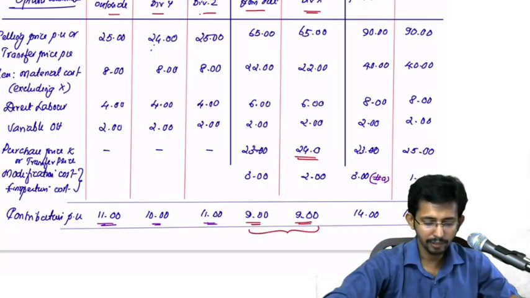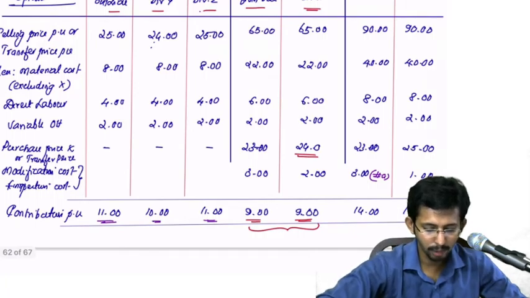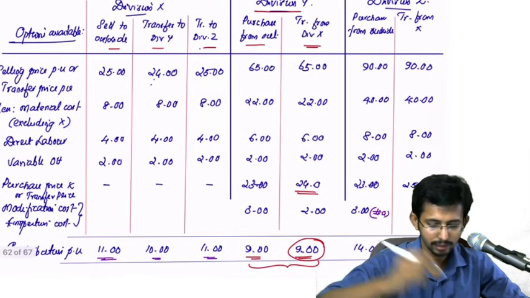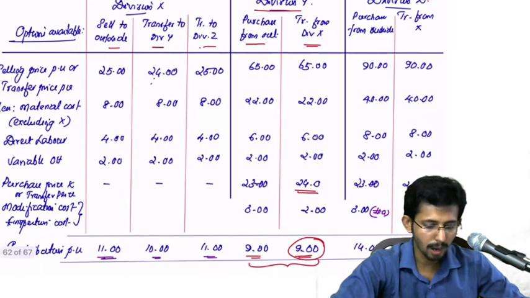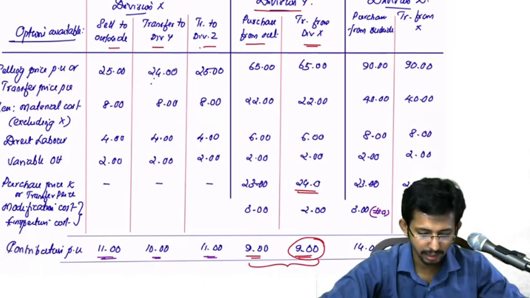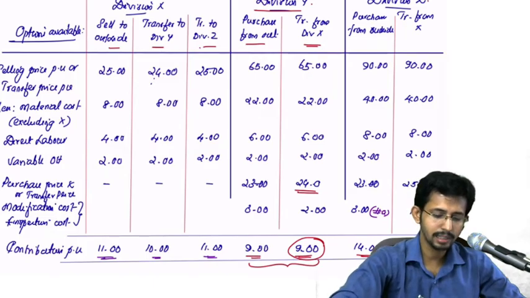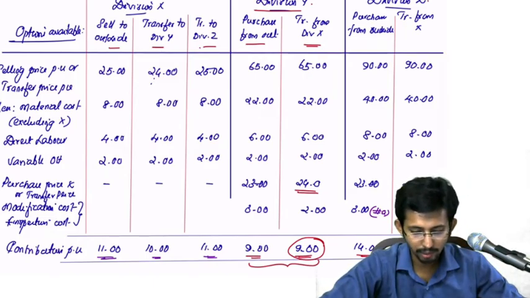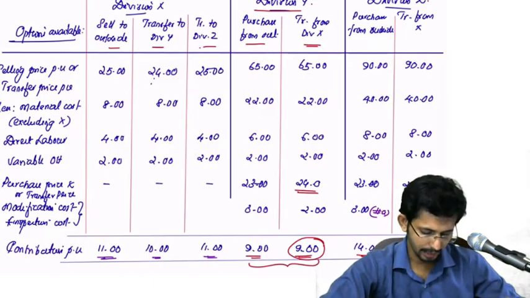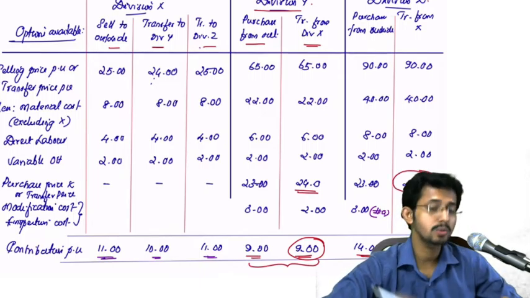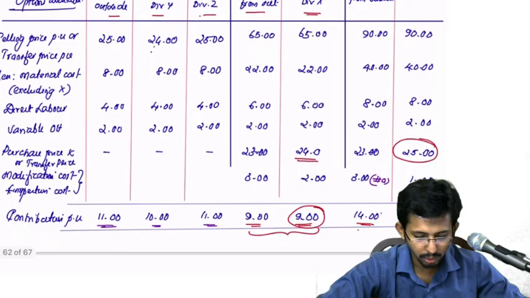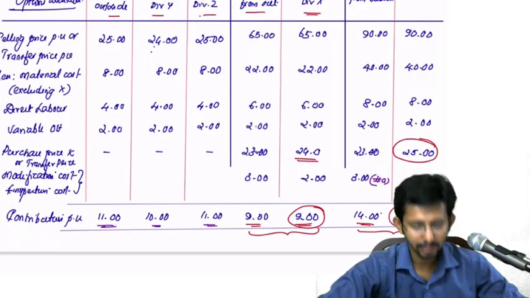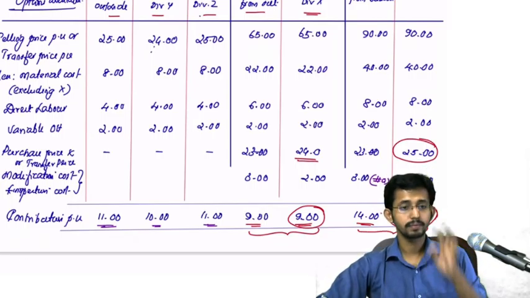Okay, so if they are indifferent, they will opt for what? They will opt for this one. And for division Z, if they purchase from outside vendors, what is the contribution? It is 14. If they purchase from X, what is the contribution? 14, provided the transfer price is 25 per unit. Okay, so among this also, which one will be selected? 14 will be selected. Is it clear?